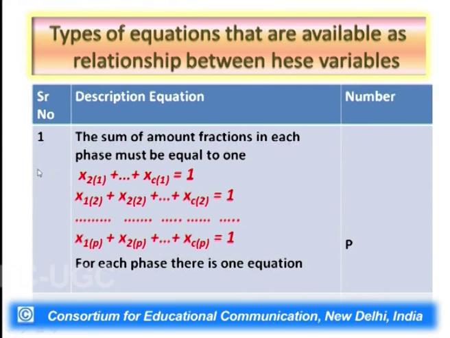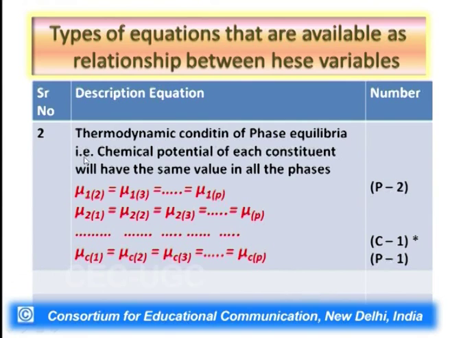So therefore, the sum of amount fraction type equation still exists for phase number 1 and all other phases. So there is no change in the number of these type of equations, these are still P. Now let us consider the thermodynamic condition of phase equilibria, that is, the chemical potential equality condition. The chemical potential of component 1 in phase 1 is 0, because component 1 is not present in phase 1.